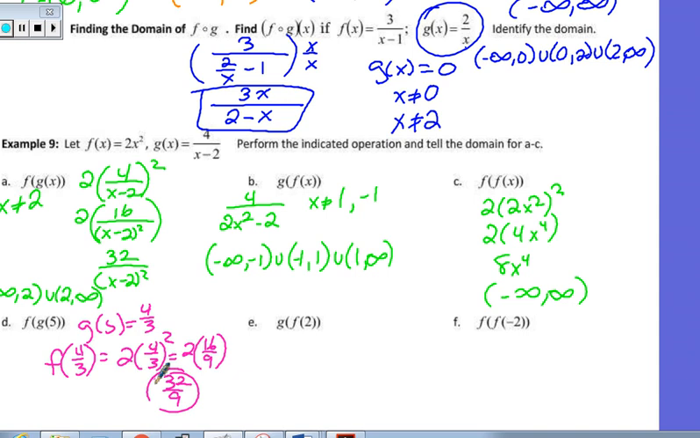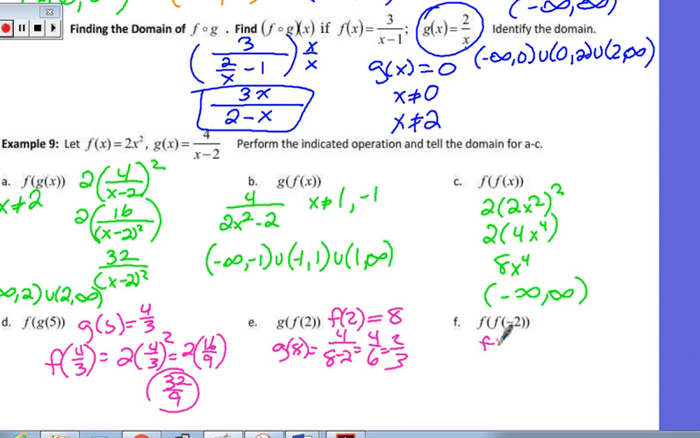G of f of 2, so if I look up f of 2, I put 2 right over here where I see that x, we're going to get 8. Then you take this output, it becomes the new input for g. So g of 8 would be 4 over 8 minus 2, which would be 4 over 6, which would reduce to 2/3. And the last problem here is just asking for f of f of negative 2.